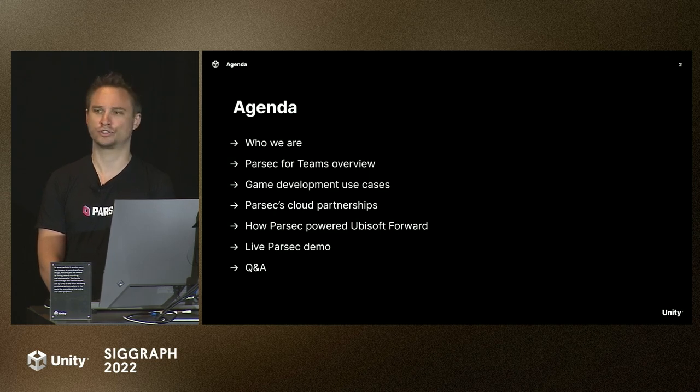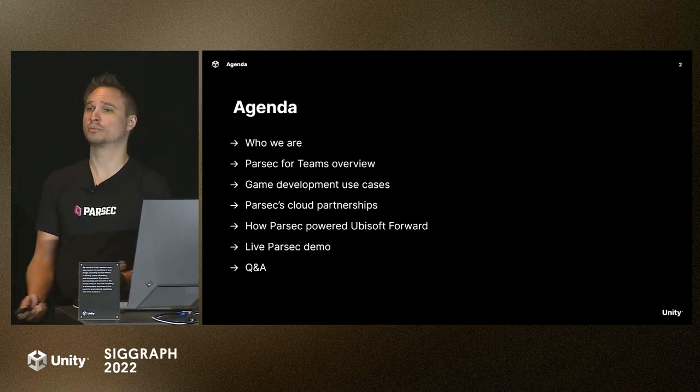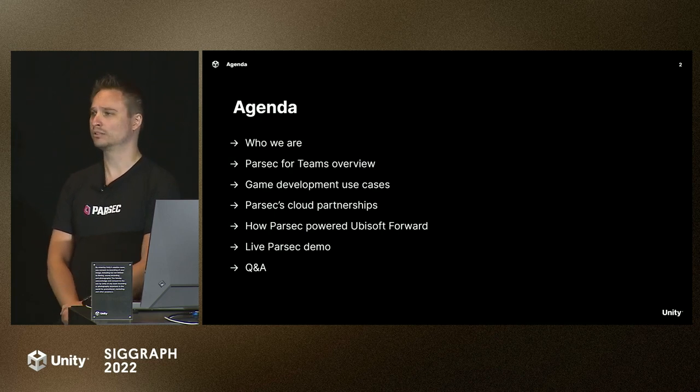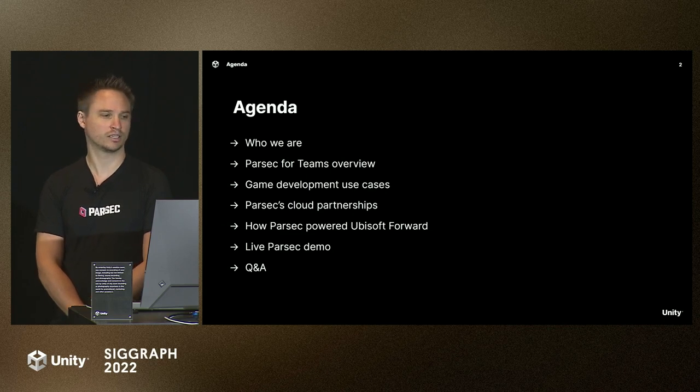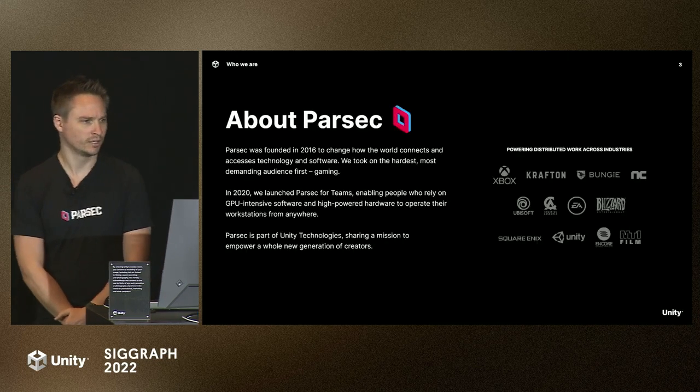A brief agenda for us here today. We'll talk a little bit about who Parsec is and where we came from. We'll talk about Parsec for Teams, which is our enterprise product for businesses. We'll talk about the game development use cases that we've supported today, and about our cloud partnerships. We'll talk a little bit about a case study around Ubisoft Forward, which is an event conducted by Ubisoft. And then I'll give a very, very brief high-level demo of Parsec. And then, like I mentioned, we'll leave a little bit of time here at the end for a Q&A.